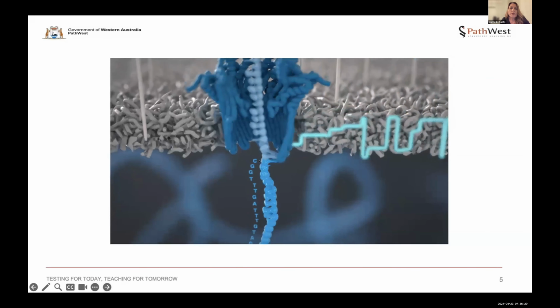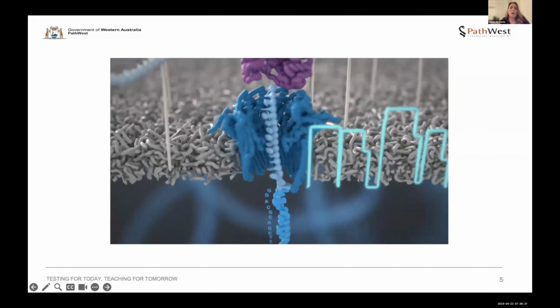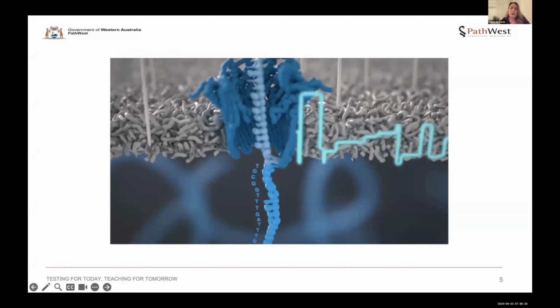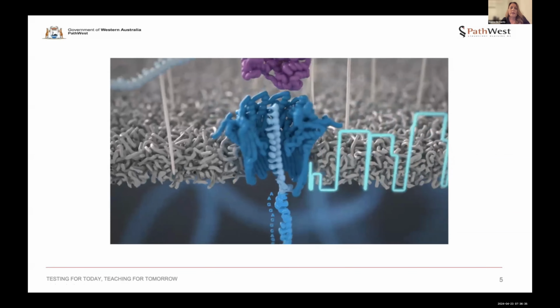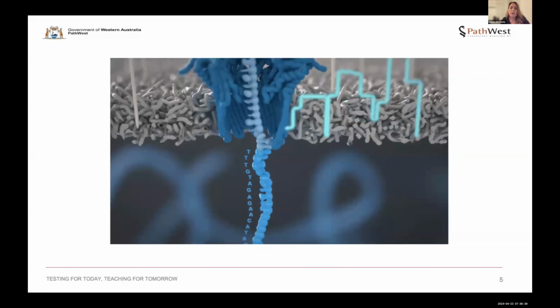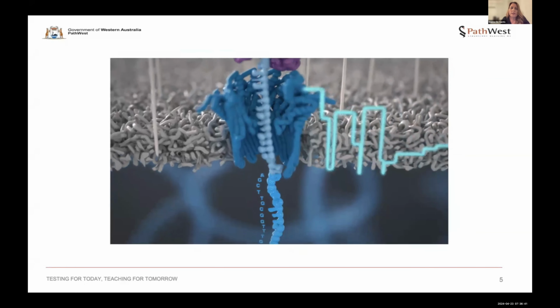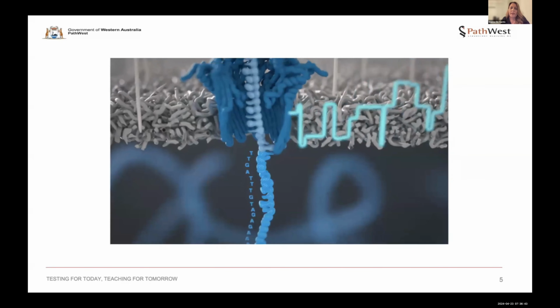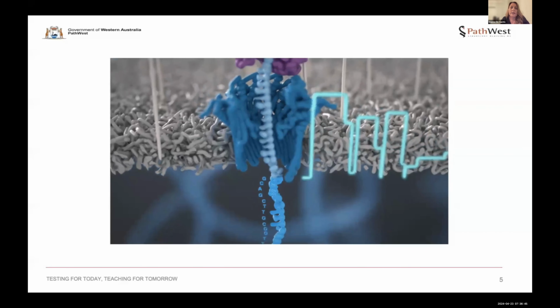And as the DNA moves through the nanopore, each nucleotide disrupts the pore in a way that has a unique electrical signal, which is recorded and then converted into the base. And this can all be done in real time.